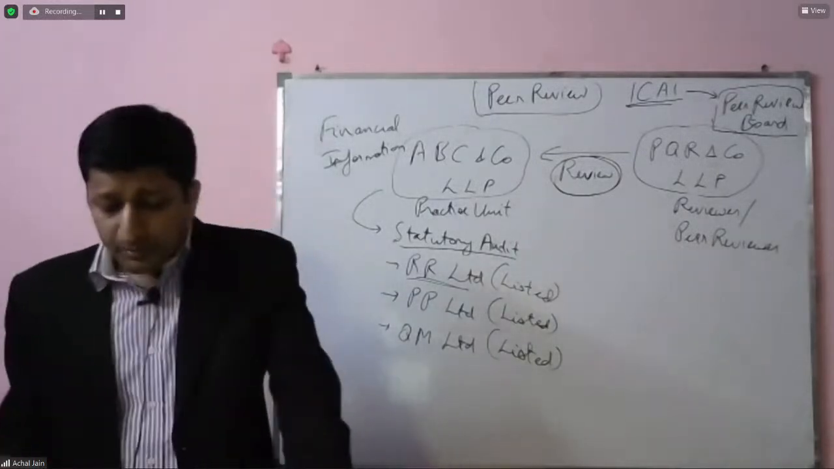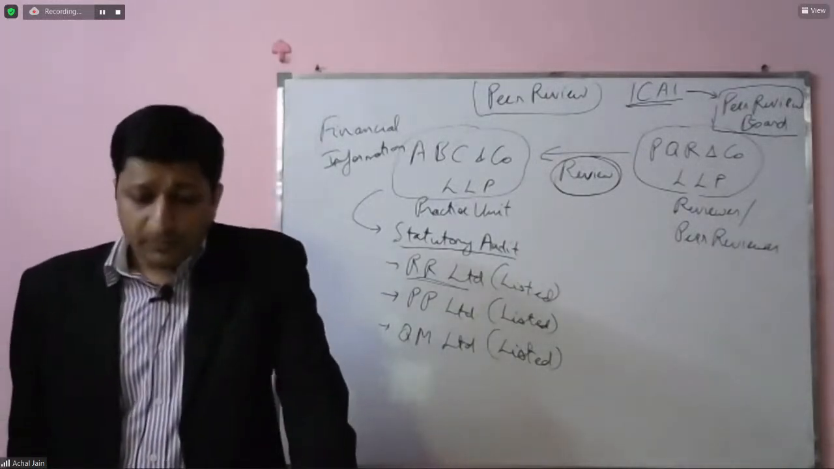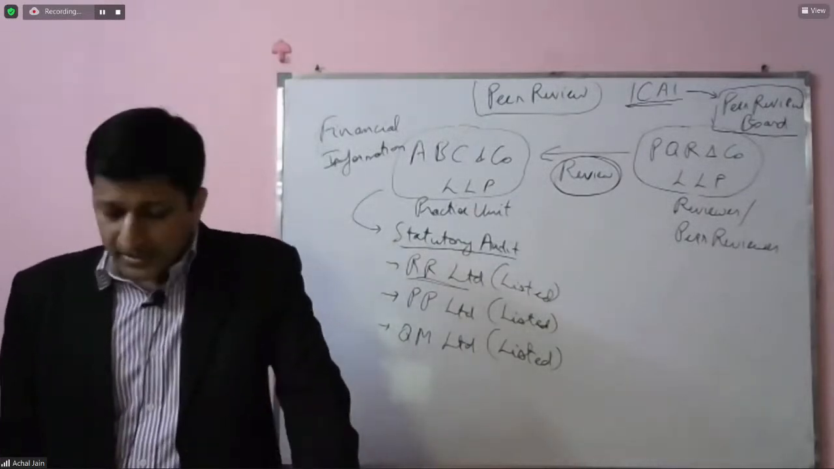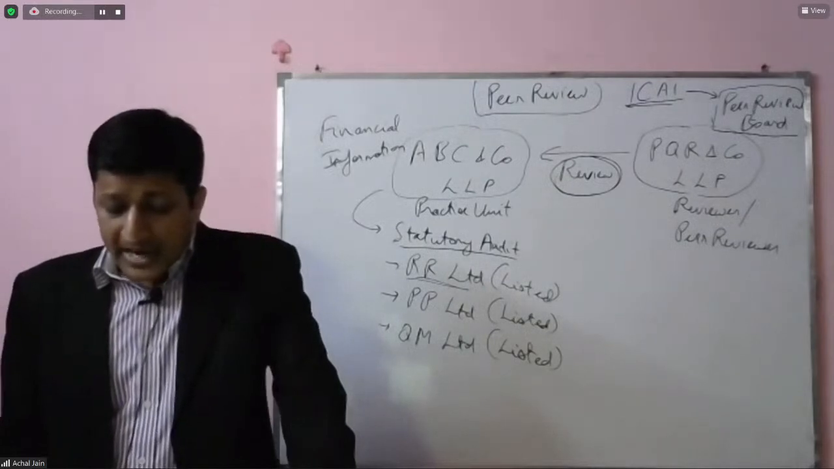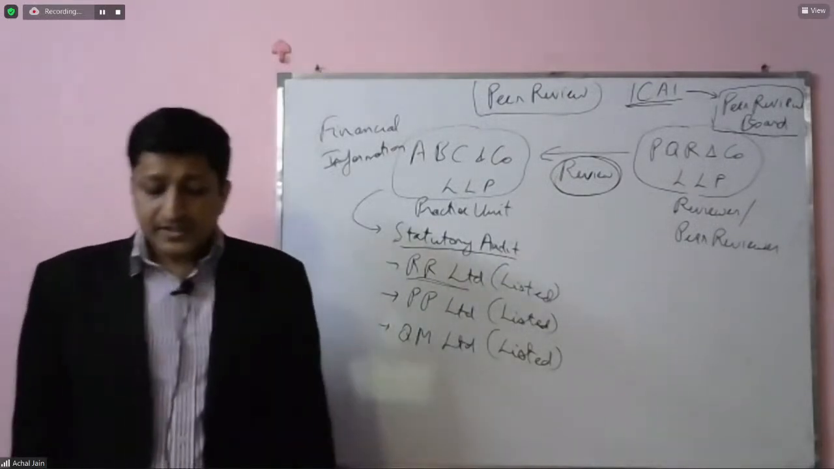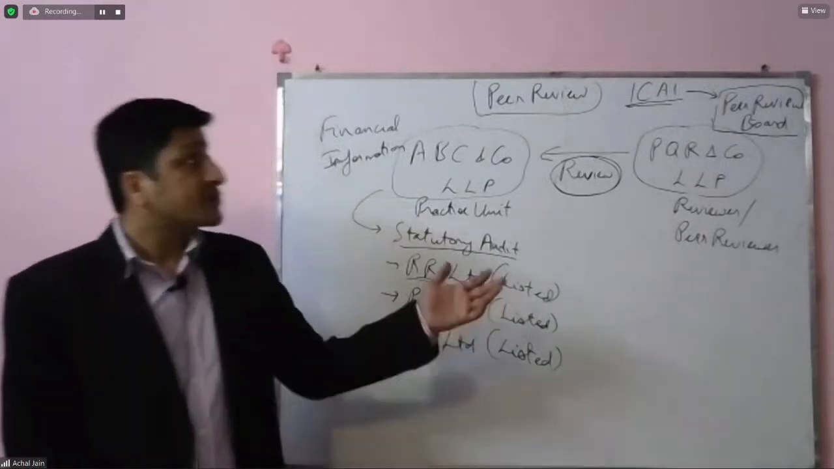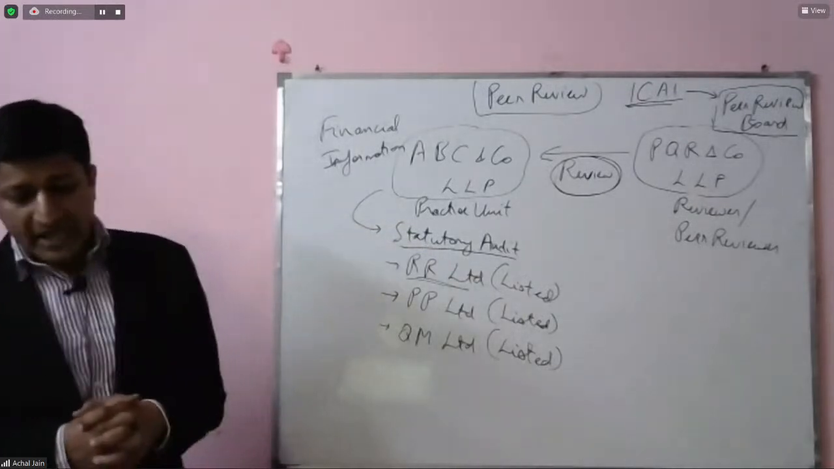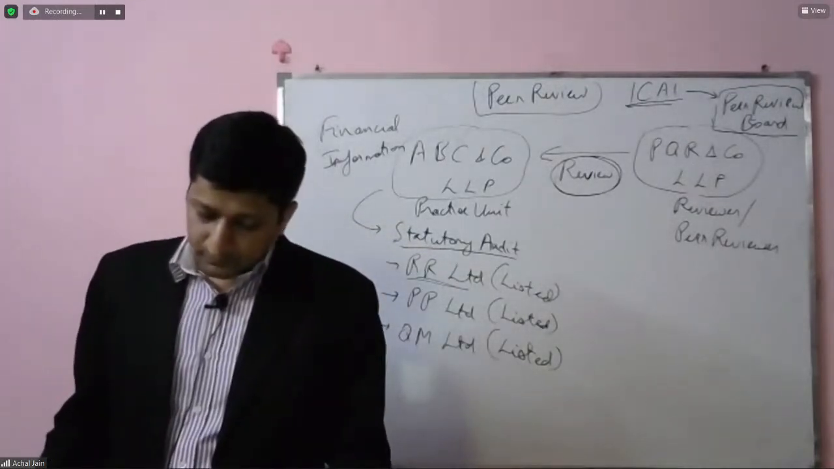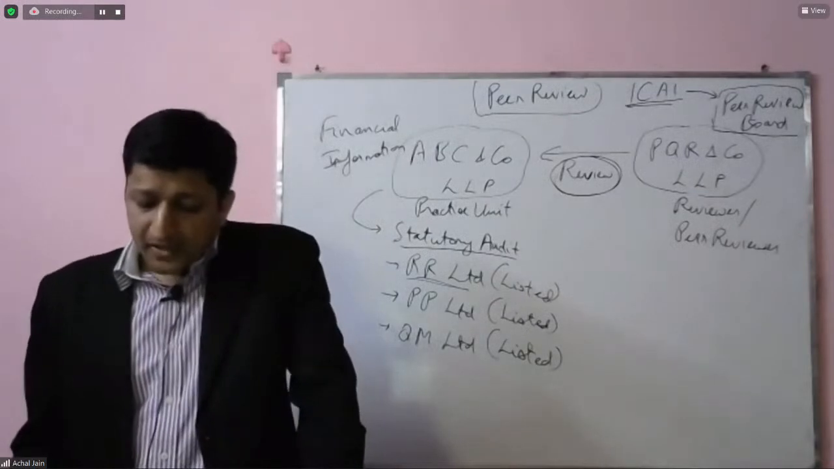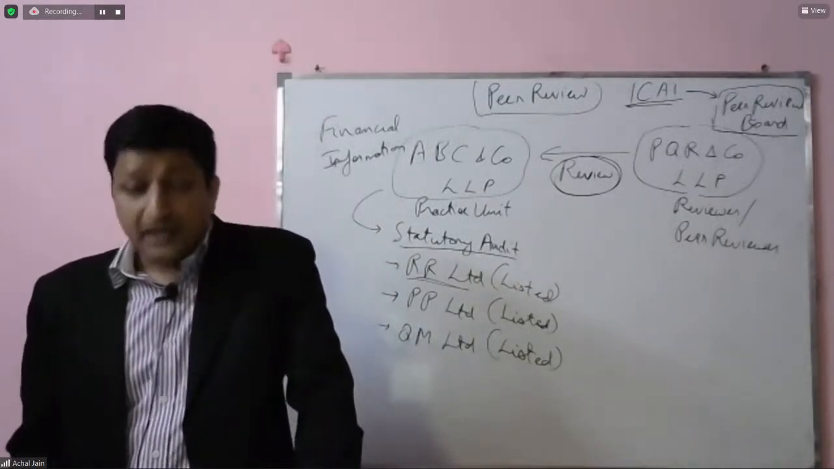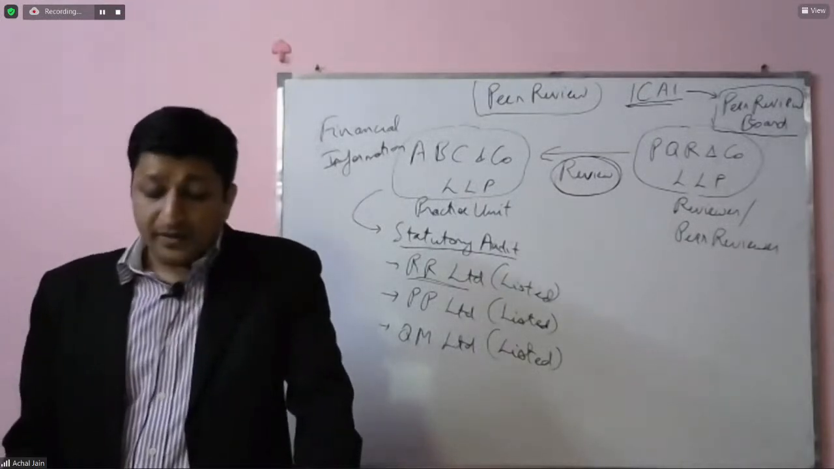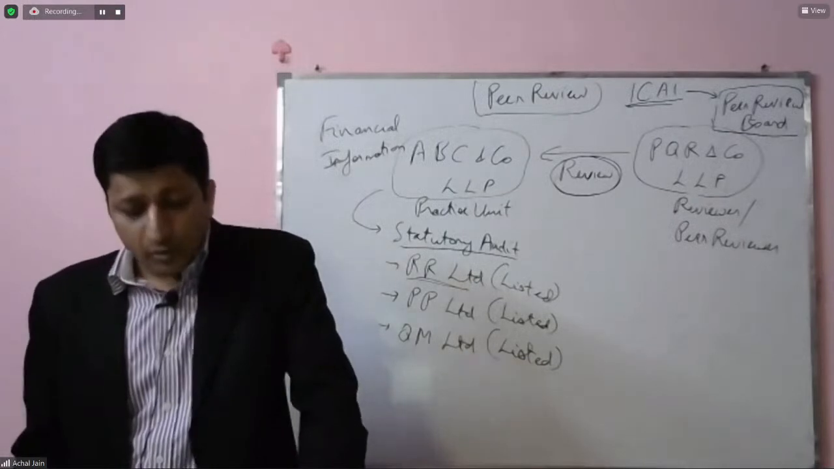Quickly understanding the peer review board. Peer review board, we can say, is the board which is constituted by the council of the ICAI. And the expression peer review board is referred to as board during the course of our discussion as we move. Peer review board was established in March 2002, and the statement of peer review has been revised in April 2020.